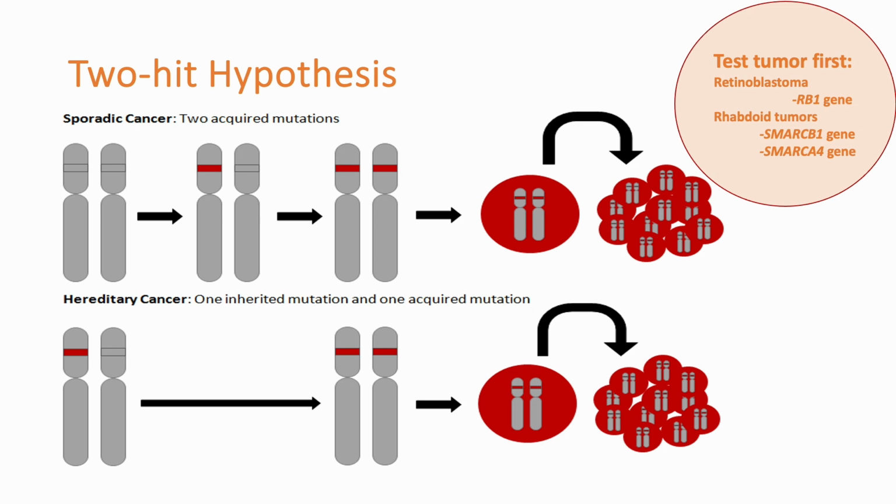When both copies of the tumor suppressor gene are mutated, the cell loses its ability to control growth and division, leading to tumor formation. This model is particularly important for understanding hereditary cancers, where individuals are already predisposed to developing cancer because of the first inherited mutation. This hypothesis can also explain sporadic cancer, where there were two acquired mutations instead of one inherited and one acquired. However, this is a little bit more rare and can be described as lightning striking twice.